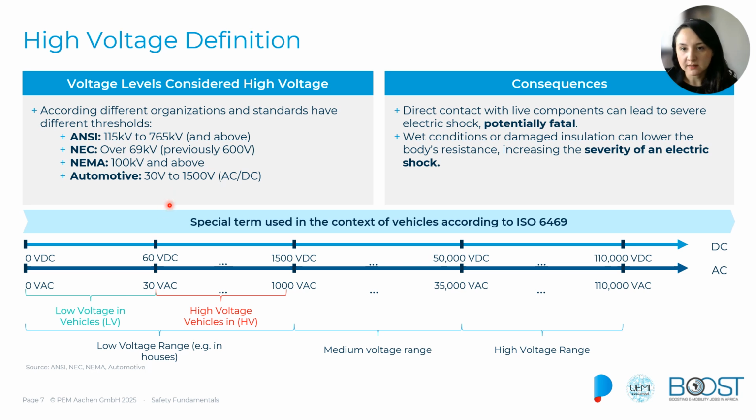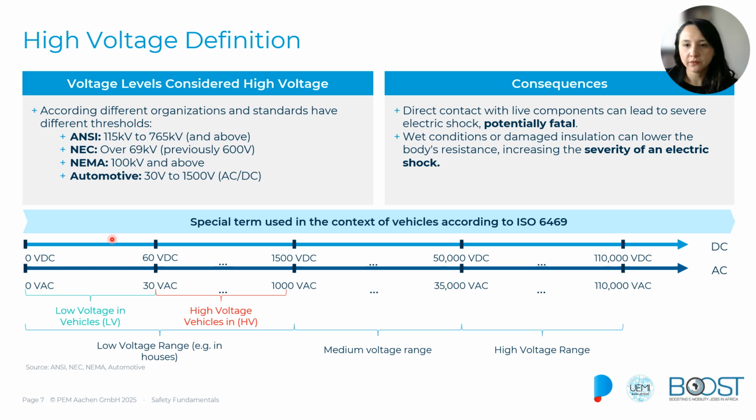If you look at other standards and industries, high voltage is defined above a few kilovolts. However, in the automotive sector, only above 30 volts, we are already talking about high voltage. So according to these standards, we will define high voltage, and you will see that the ranges change depending on the type of the current.